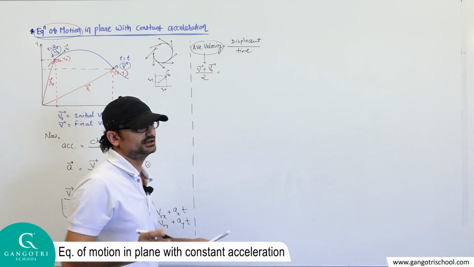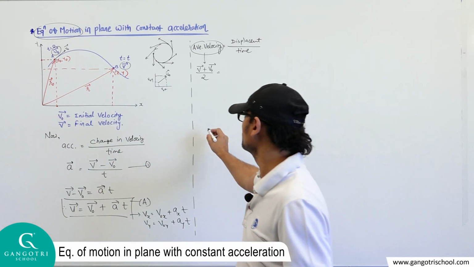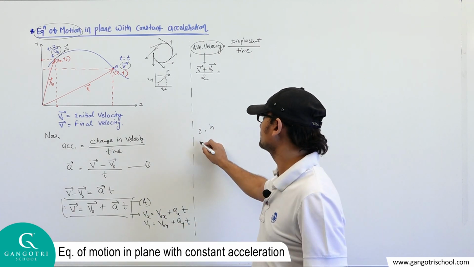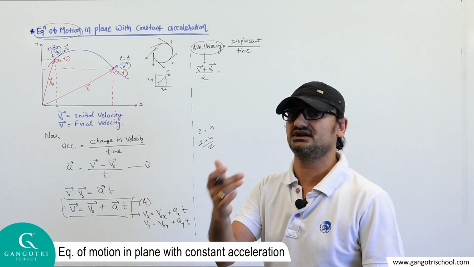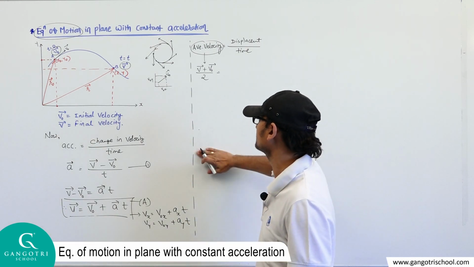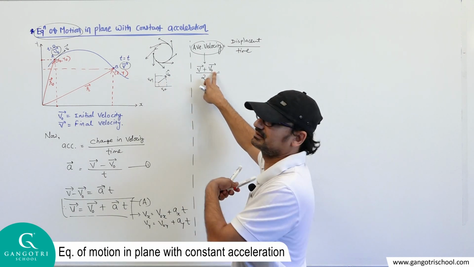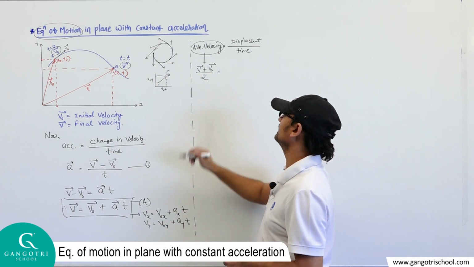How did it come? Dear student, you all know that in the language of maths, suppose two figures are given to you like 2 and 4. If anyone asks you to take the average, average means 2 plus 4 by 2. In the denominator, the addition of observations divided by the number of observations gives us the average. So similarly here we have two velocities, final velocity and initial velocity. So average velocity we assume is v plus v0 by 2.